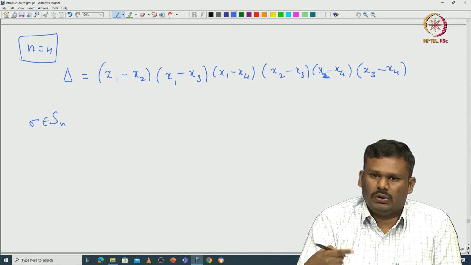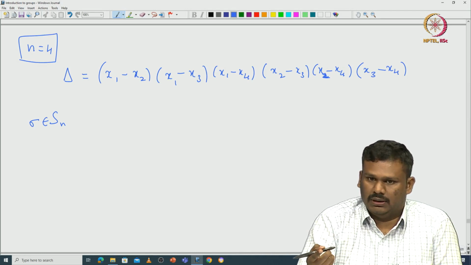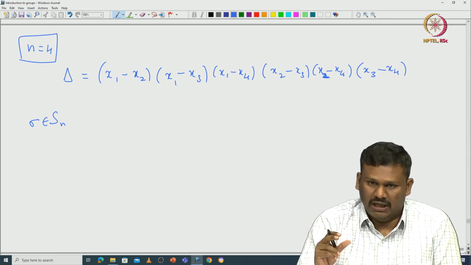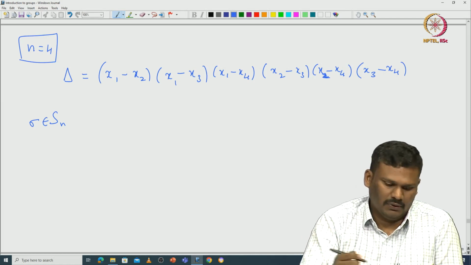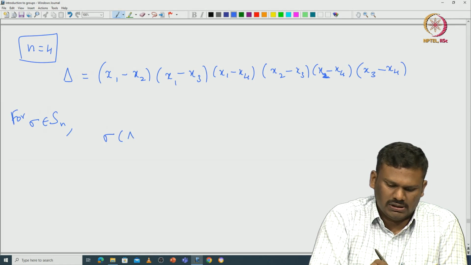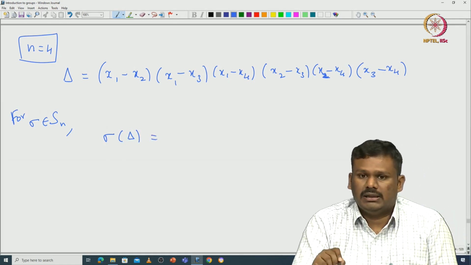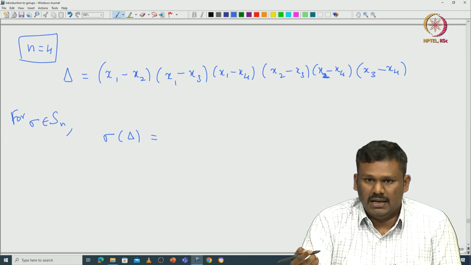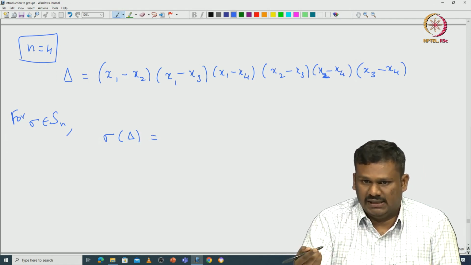So then what you get, that is what is important. What will be the final answer when you actually permute these variables using this sigma? So for sigma in Sn, you define what is called sigma of delta. It is a new polynomial which is obtained from delta by permuting these xi's.